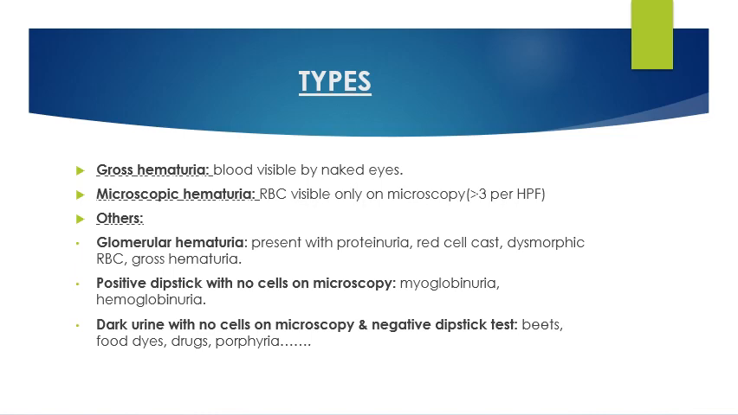Second, sometimes dipstick is positive while microscope shows no cell. It shows the presence of myoglobin or hemoglobin in the urine, which we say as myoglobinuria or hemoglobinuria, respectively. Sometimes neither dipstick is positive nor are there cells in the microscope. Still the urine is dark. This is because of the presence of pigments, drugs, dyes, etc.